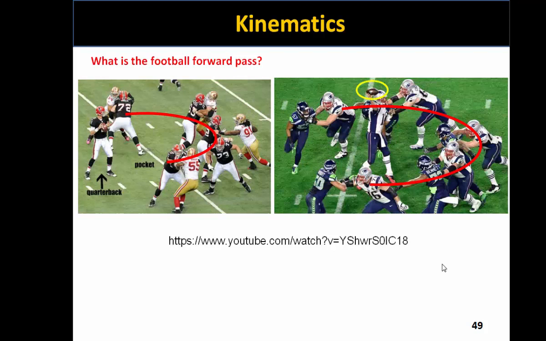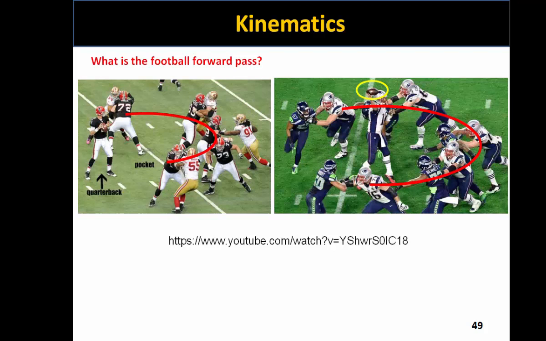Our question really relates to the trajectory of the ball being able to travel the necessary distance accurately, but in order to do that, the kinematic pattern of the passer is going to be critical, and that'll be the focus of this lecture.